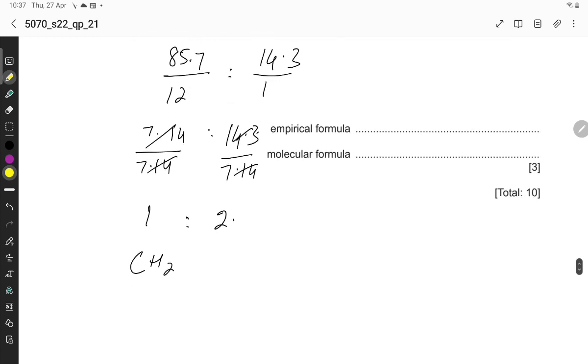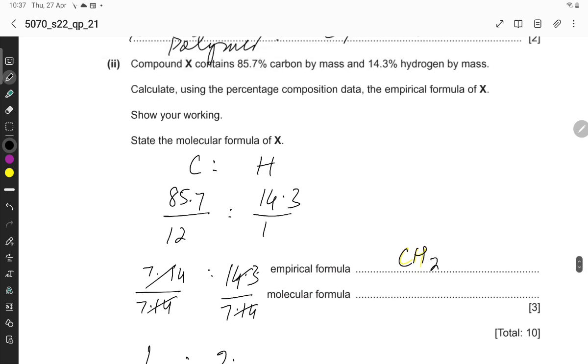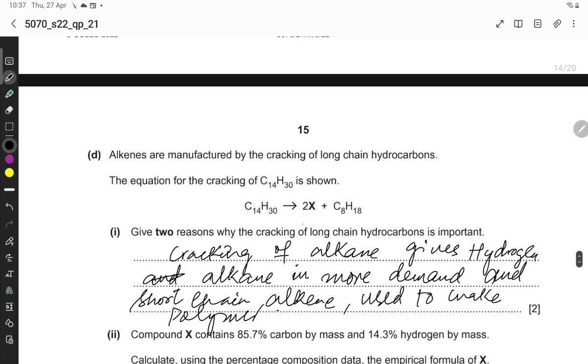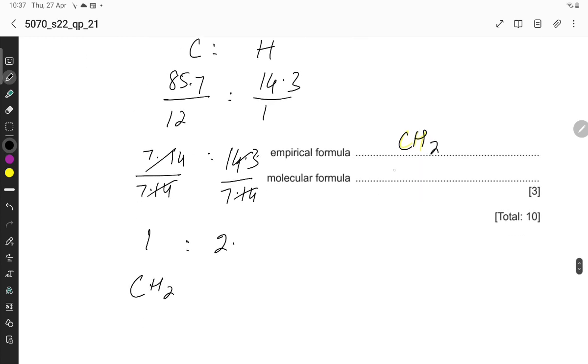So the empirical formula is CH2, and the molecular formula over here, this is C8H18 and this is 2 moles of C3H6, which is equal to C14, so it means C3H6.